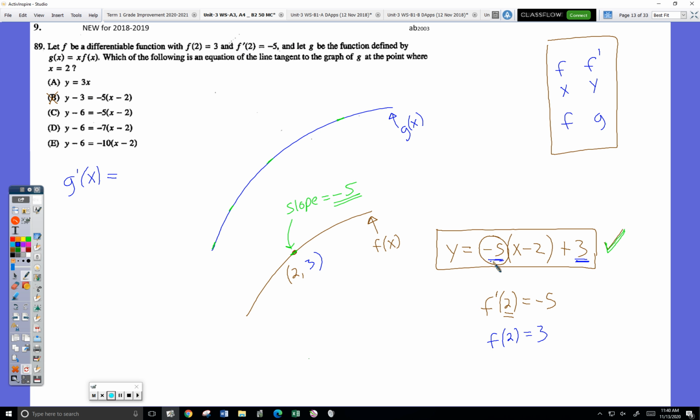This came from the fact that on the graph of f, at an x-coordinate of 2, the slope of f is -5. That's the equation of this line. So the equation of that line, and that's why it was a very good trap that they set. Does that make sense? Yes.